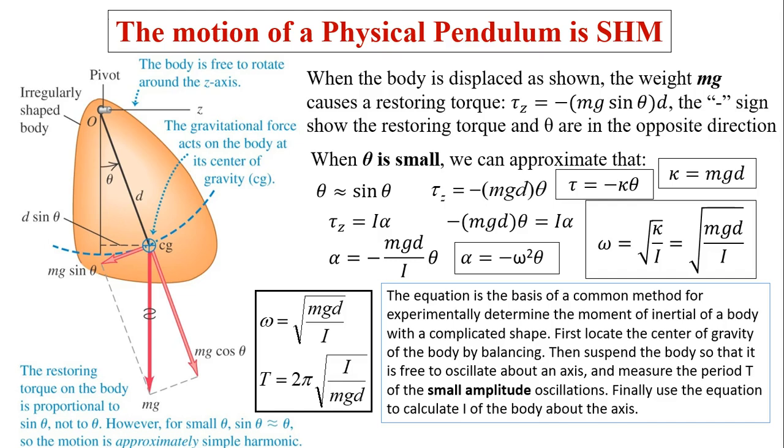Then we can suspend this irregular shaped body so that it is free to oscillate about an axis. That's the pivot. Then we can measure the period of the small amplitude oscillation, where small amplitude means theta is small. Finally, we can use this equation since we can measure the mass, we have determined d, and we can measure T. That's how we can calculate I from that equation.